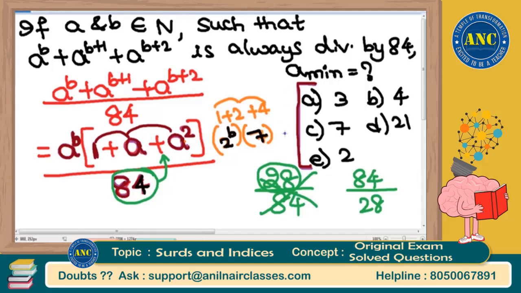I believe that you are clear. So B value 2 is ruled out. Similarly, A value 2 is ruled out. Similarly, A value 3 will be ruled out in the same explanation.